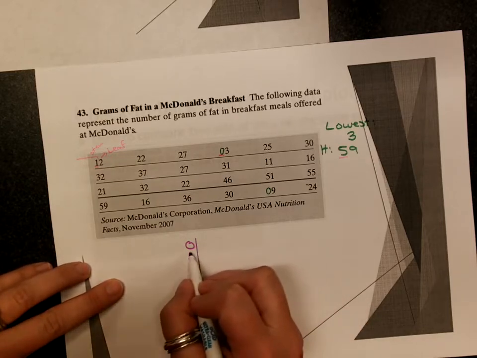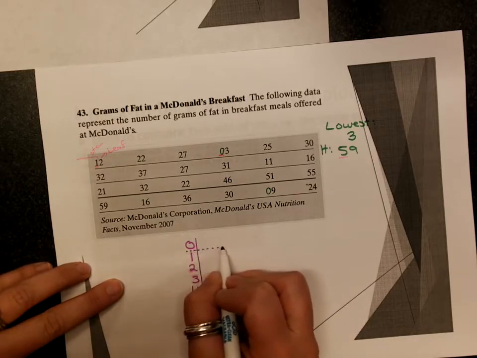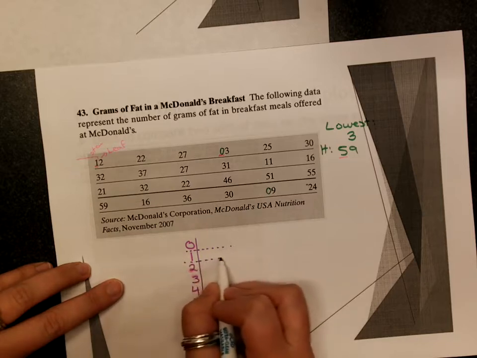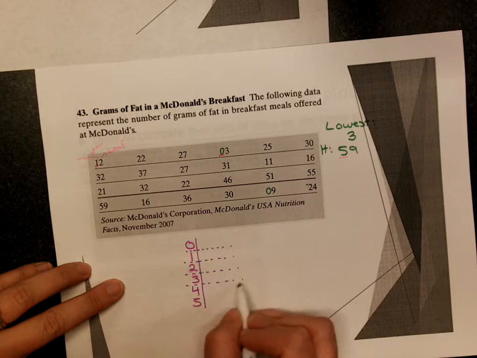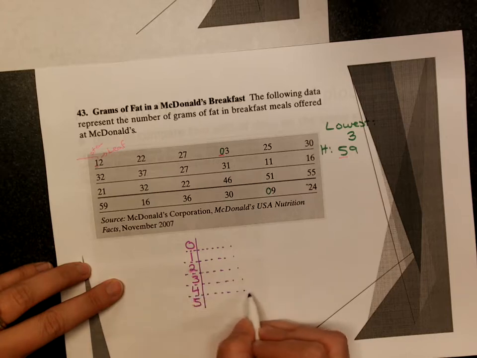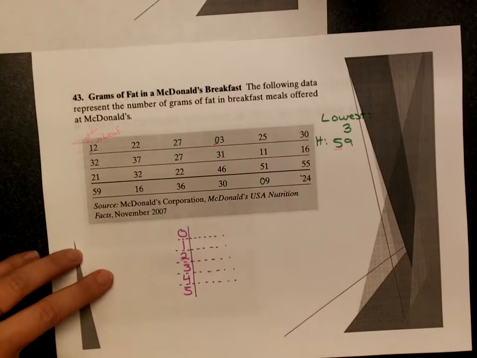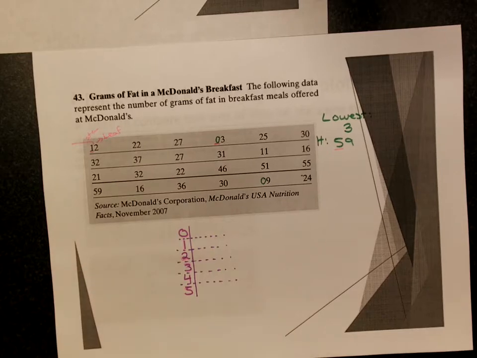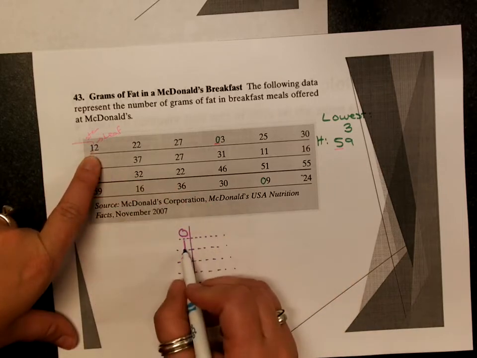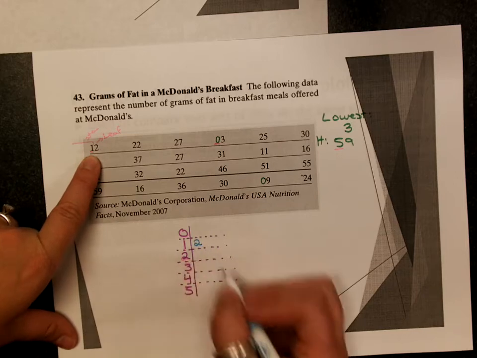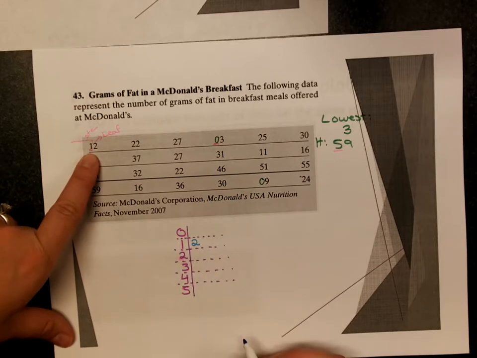And it might help to put kind of a dotted line between, when we're doing this by hand, just to line everything up. Just a gentle dotted line just to help us see what we're looking at. So then we start looking at the data and recording what we see. So the first number I see is 12. The stem part is 1, and then I'm going to put a 2 next to it, and that represents 12.